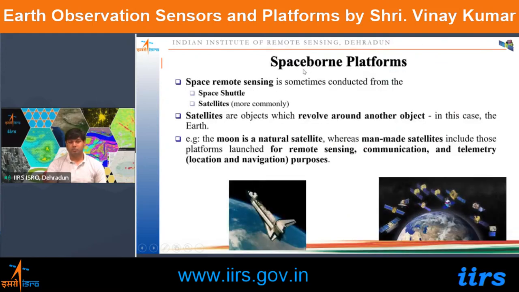Now coming to spaceborne platforms. Spaceborne platforms are categorized into two things: space shuttle and satellite. A space shuttle is called a manned spacecraft, meaning a man can sit in that space shuttle, go to space, capture the information and come back. Satellites are more commonly used, which, once launched, revolve around the Earth's surface and capture the Earth data.